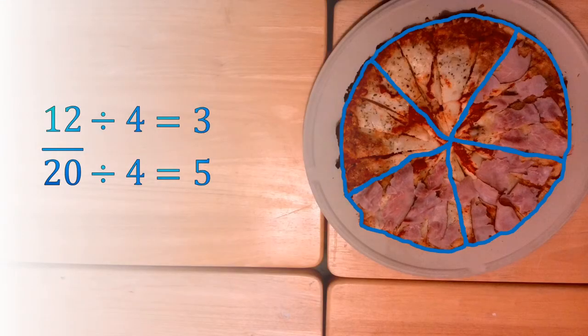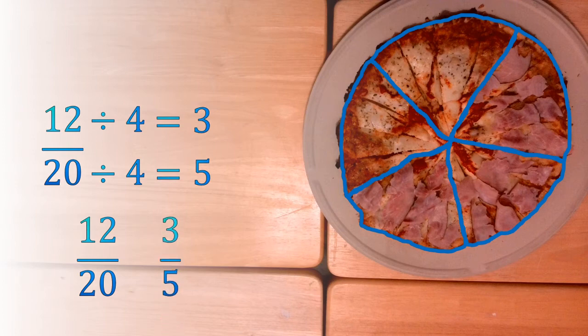So how much of this pizza is topped with ham? Well, one way of looking at this is that there are a total of 20 pieces and 12 of those pieces are topped with ham. So 12/20ths of this pizza is topped with ham. Another way of looking at this is that there are a total of 5 groups and 3 of those groups are topped with ham. So 3/5 of this pizza is topped with ham. However, how much of the pizza is topped with ham does not change based on how we group things. So 12/20ths is equal to 3/5.